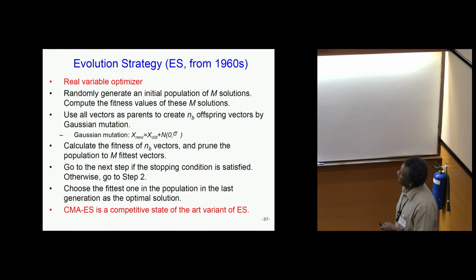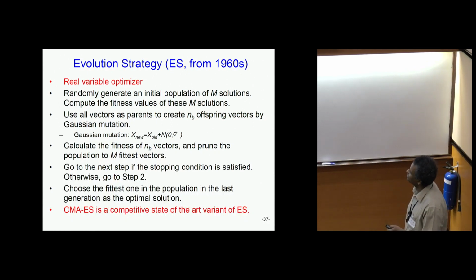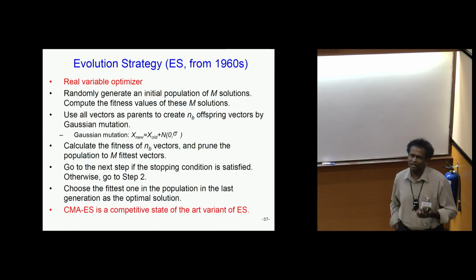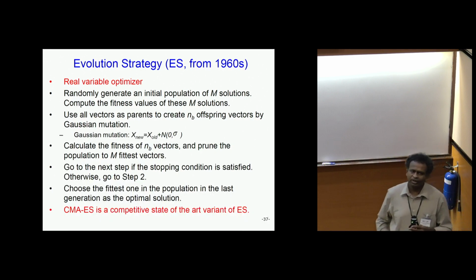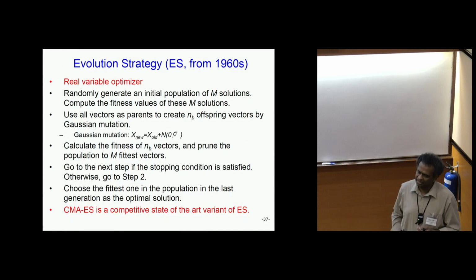So in the end, when you have exhausted your given computational resource, or when your solution is of satisfactory quality, you stop the iterations. And for the evolution strategy, this is the most competitive state-of-the-art variant. So if you have a real variable optimization problem and the dimensionality is not so high, say 10, 20, things like that, then CMAES is a competitive candidate for you to look at.